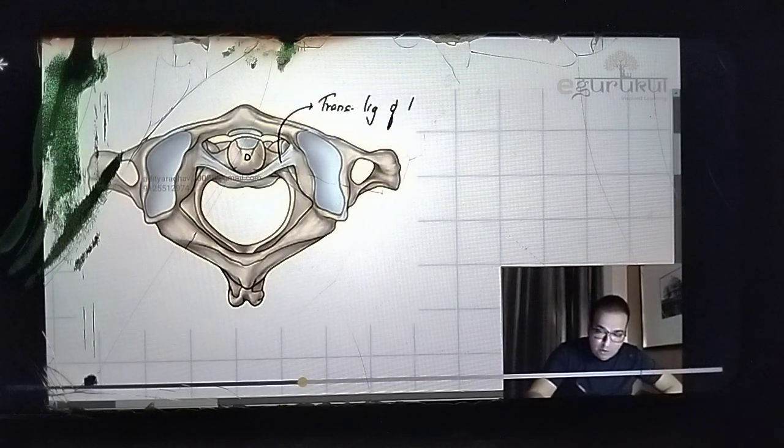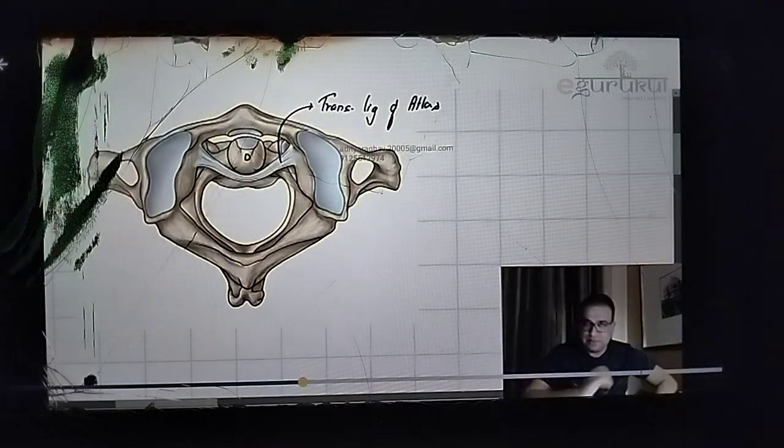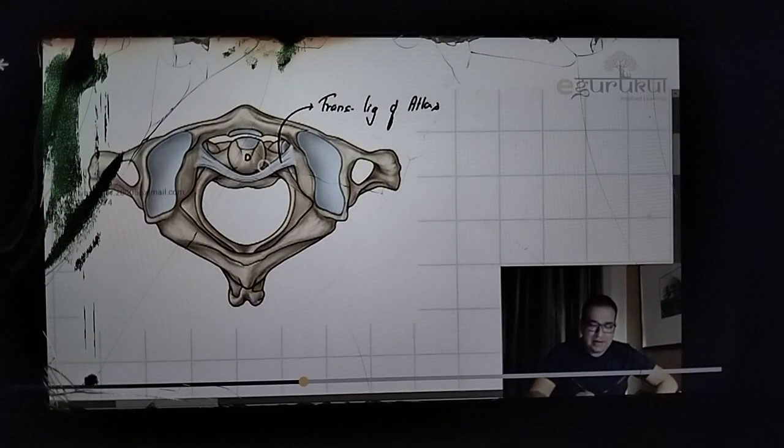There is a transverse ligament of atlas. It's a ligament of atlas which is supporting the dens. Okay. So this joint here is what joint? That is called the atlanto-axial joint. We will be talking about this joint next. First we'll talk about the atlanto-occipital.